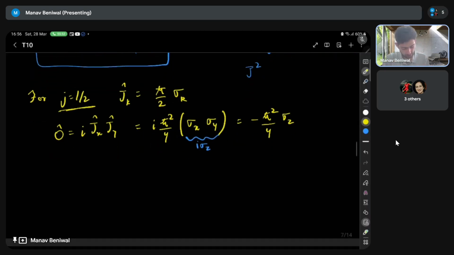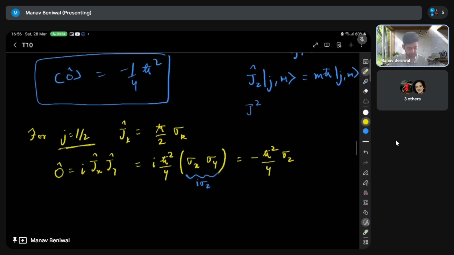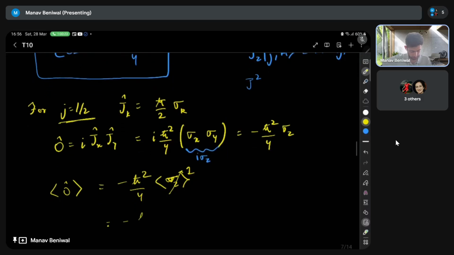Now you can already see that we are almost there. This O will then simply be minus h cut squared by 4 and then the expectation value of sigma z. So what will be the expectation value of sigma z for this state 1 by 2, 1 by 2? The sigma z will be simply 1, so this is just 1, and we easily get our answer.